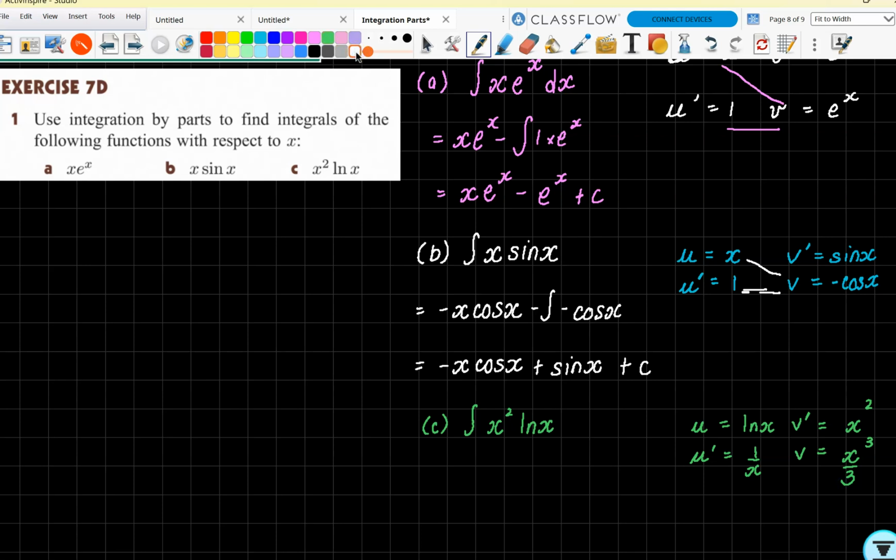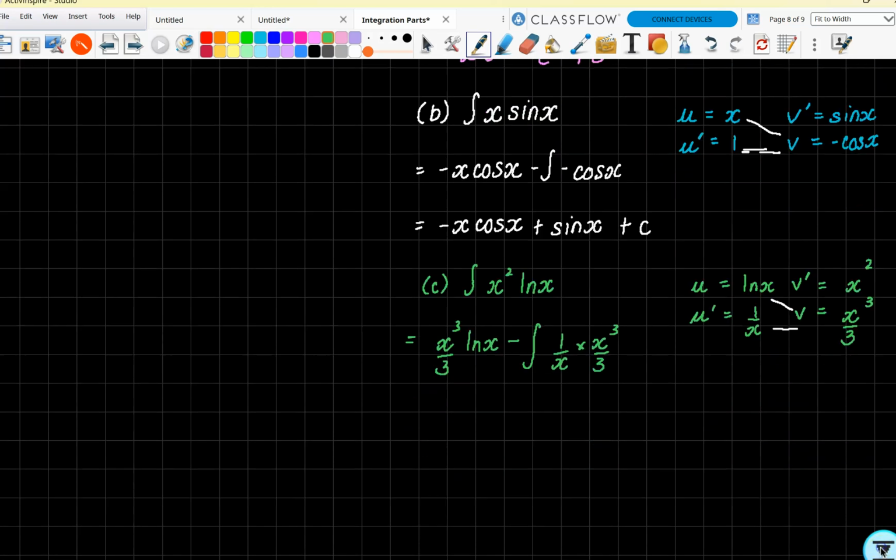Once again, we're going to follow our thing where we do the cross and then that way. So what do we get? This is going to be u times v, so that's going to be x cubed over 3 times ln x, minus the integral of 1 on x times x cubed over 3 by dx. Okay, so the first one just sticks as x cubed on 3 ln x.